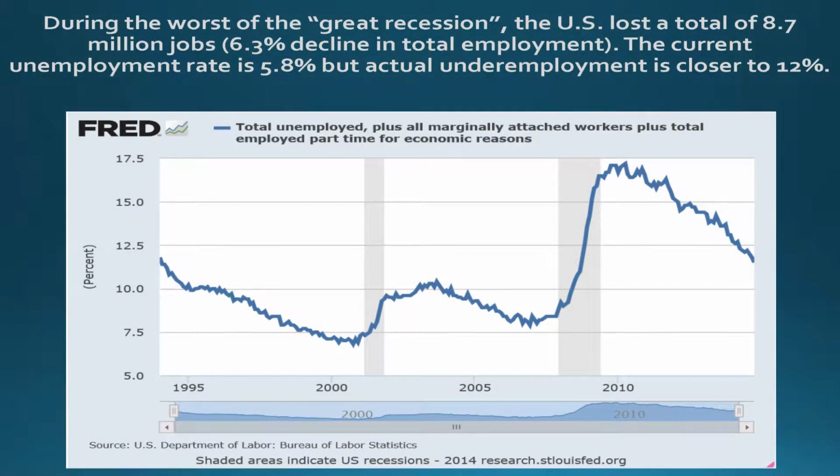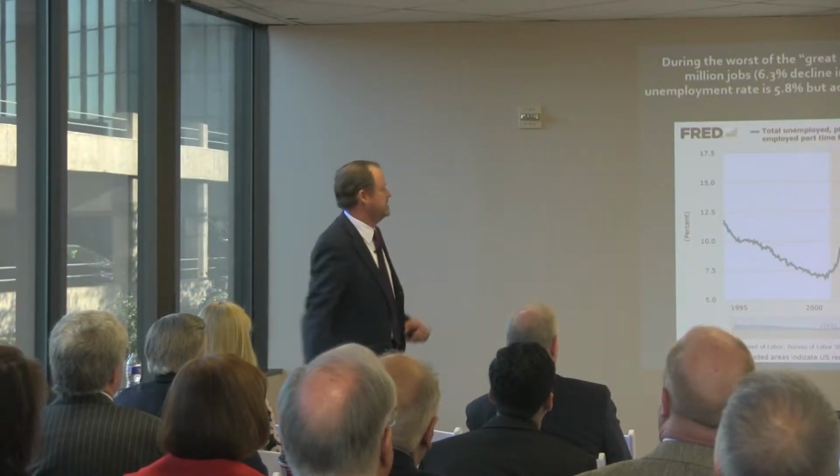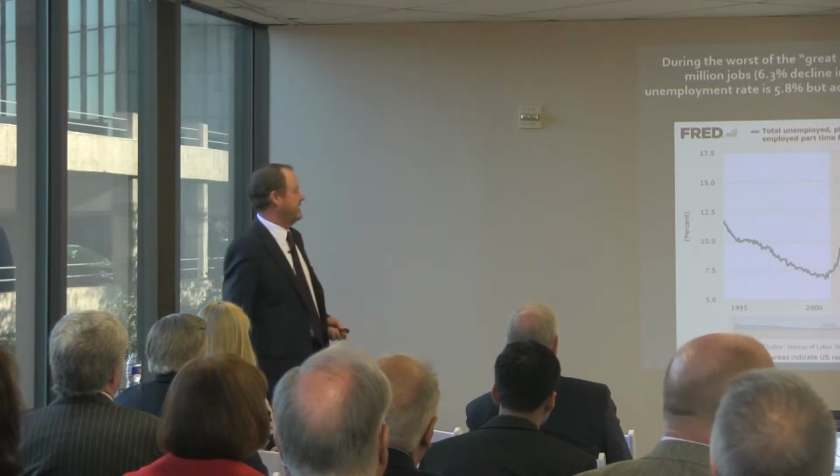All right, here it is. This is the unemployment. Now the official U.S. unemployment rate is 6.3%. That's the official unemployment rate. But if you take into account those employed part-time or marginally employed, meaning people that would like to have better jobs or more stable jobs, the actual unemployment is closer to 12%. So this is marginally attached workers plus employed part-time for economic reasons.